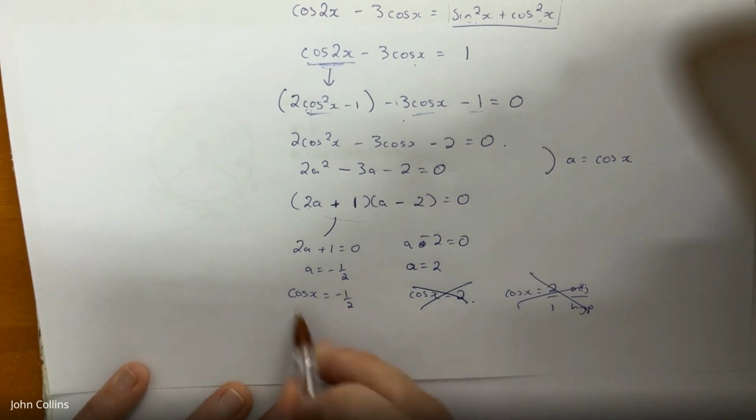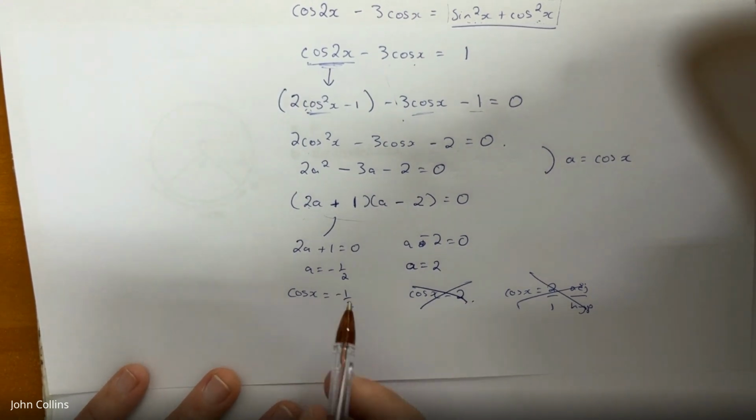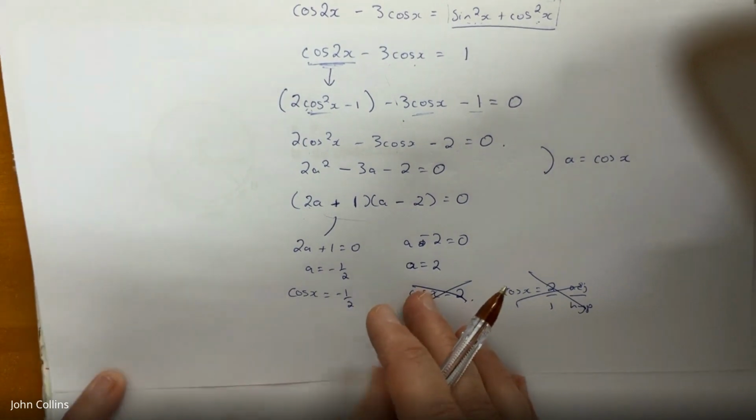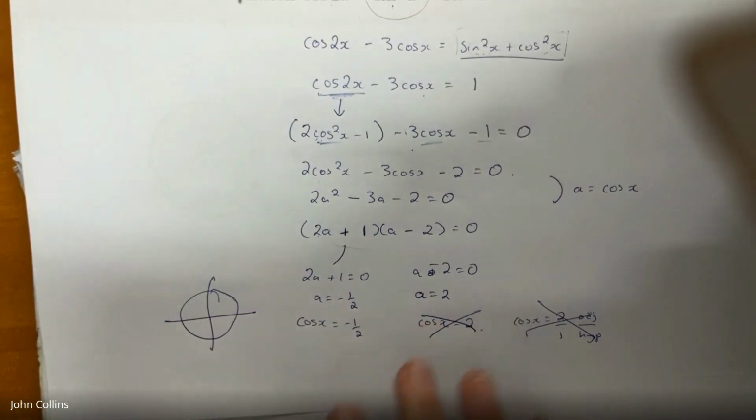All right, now we've got to work with this. Now what? Cosine x is negative a half. What do I do? Minus pi over 3.